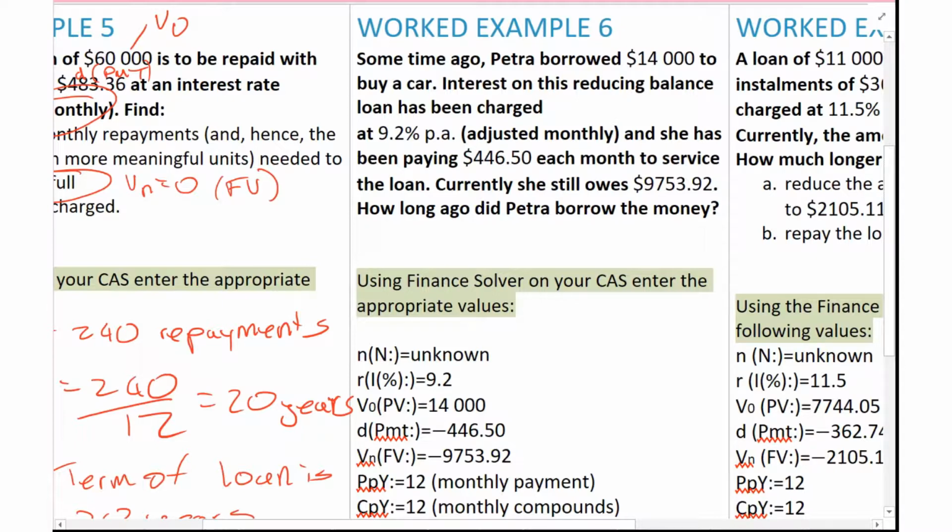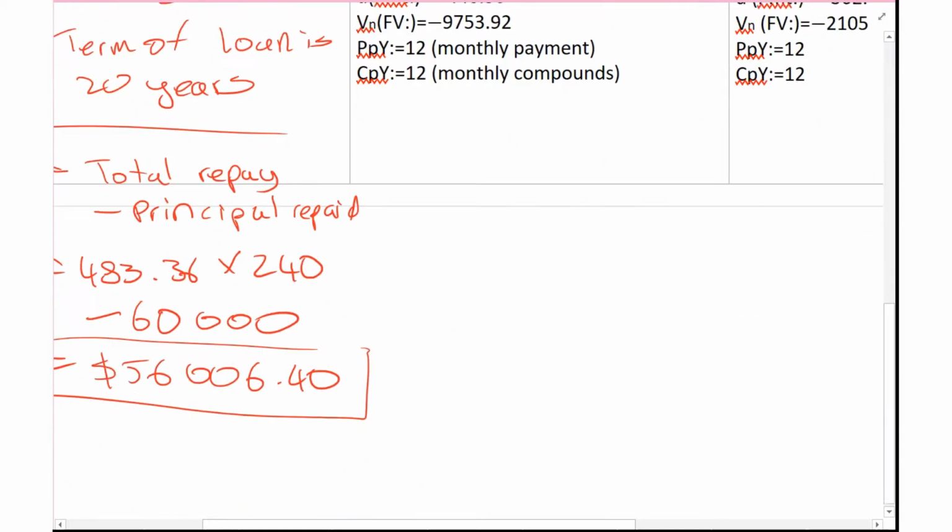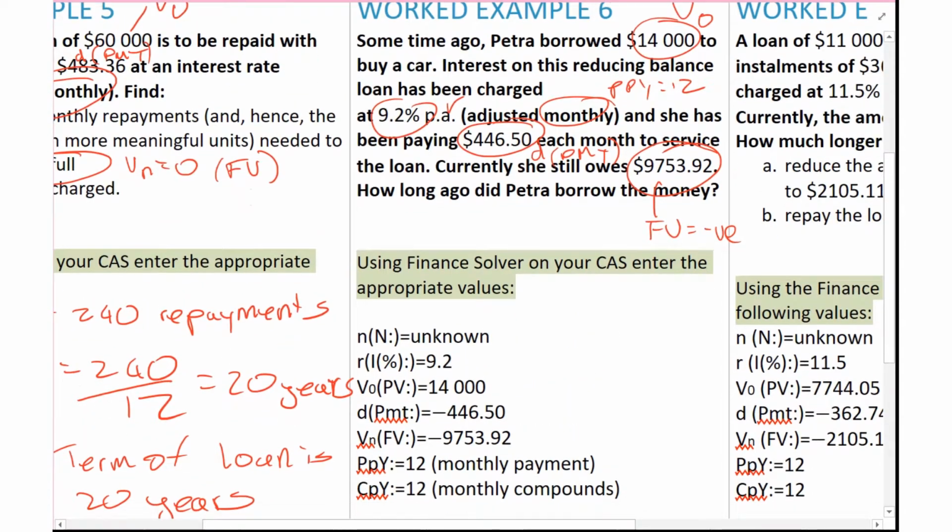Okay, so worked example 6. Some time ago, Petra borrowed 14,000, so 14,000 would be our V0. This is our R, this is our PPY, equals 12. She has been paying off, that's our D, which is the same as our PMT. She still owes that, so that's our final value, and it's going to be a negative value because I'm still owing it. I still need to pay it. So you put that into your calculator. So as we've shown down here, N is our number of repayments. We don't know it. That's what we're going to find out.